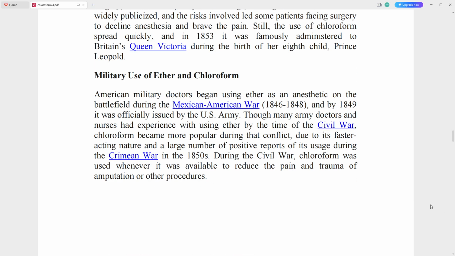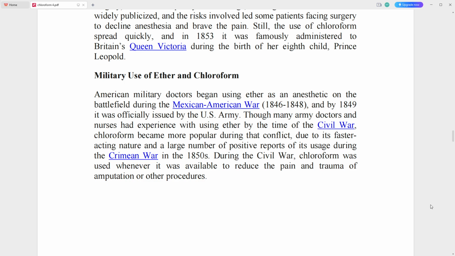Military use of ether and chloroform. American military doctors began using ether as an anesthetic on the battlefield during the Mexican-American War, 1846 to 48, and by 1849 it was officially issued by the U.S. Army. Many army doctors and nurses had experience with using ether by the time of the Civil War.